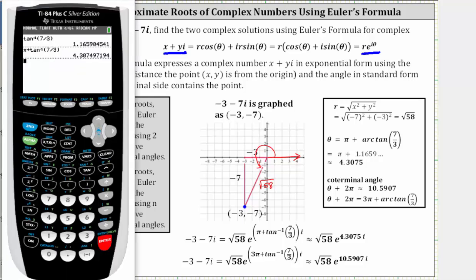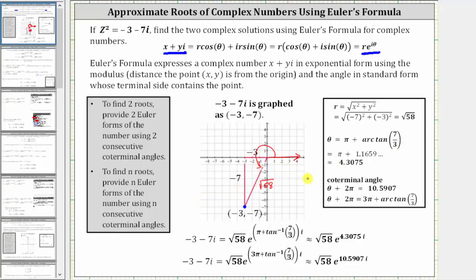Again, if we enter arctangent of 7/3 on the calculator in radian mode, we get approximately 1.1659 radians, which is in the first quadrant, and therefore our first angle theta is equal to pi plus arctangent of 7/3, which is approximately 4.3075. Again, the exact angle would be pi plus arctangent 7/3. And then to find the next positive coterminal angle, we need to add 2 pi radians, which is shown here. The approximate angle would be 10.5907 radians. The exact angle theta is 3 pi plus arctangent 7/3.